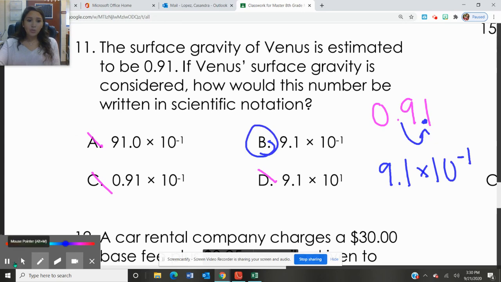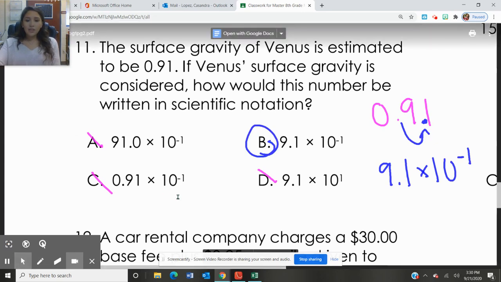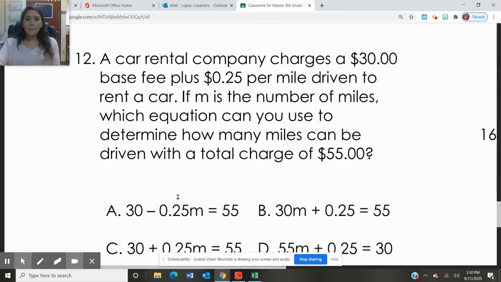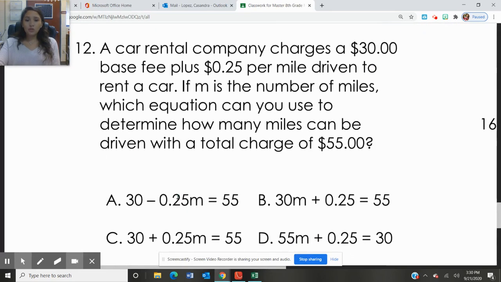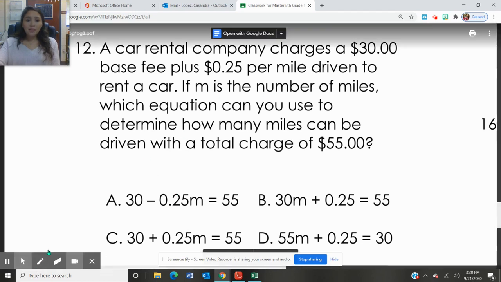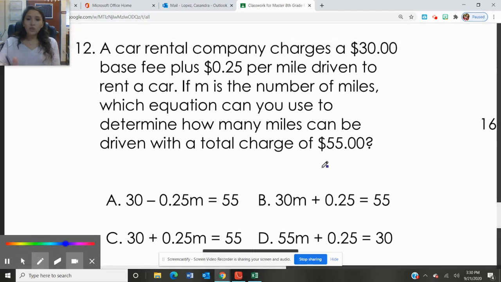Okay, let's take a look at number 12. It says a car rental company charges a $30 base fee plus 0.25 per mile driven to rent a car. If M is the number of miles, which equation can you use to determine how many miles can be driven with a total charge of $55?